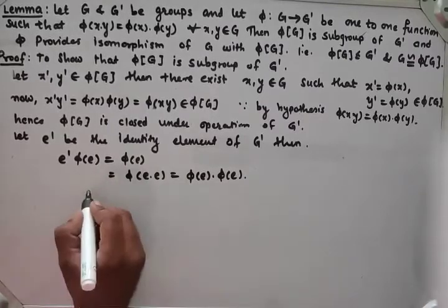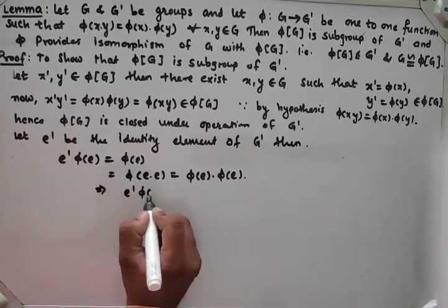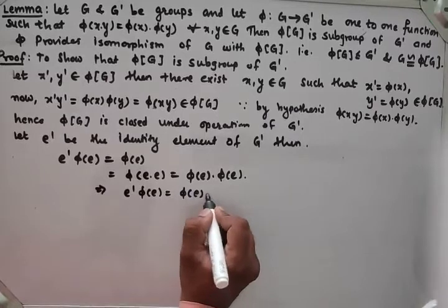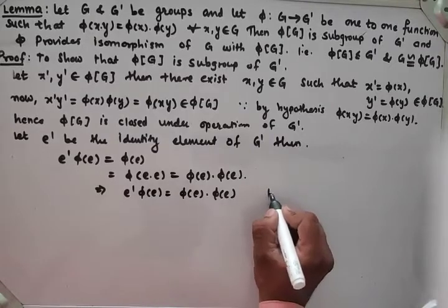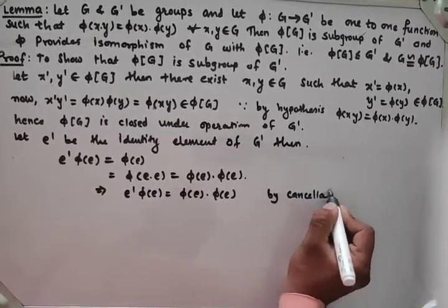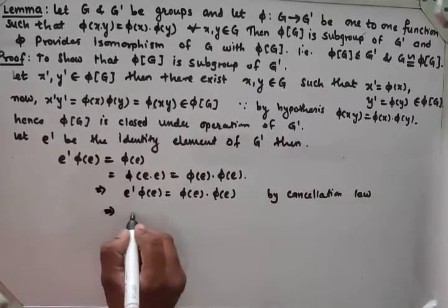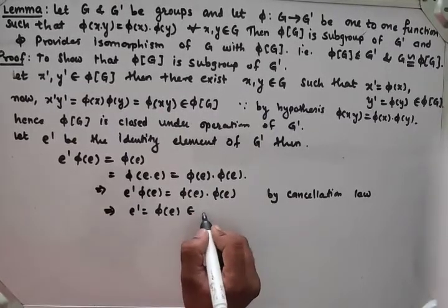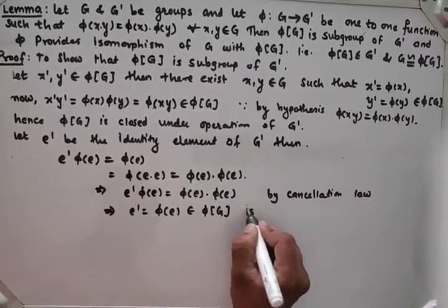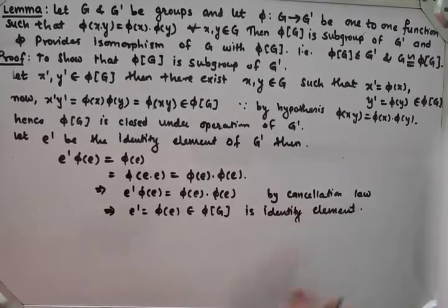After combining these two, that implies E dash into phi of E is equal to phi of E into phi of E. So phi of E on both sides we cancel. By the cancellation law we get E dash is equal to phi of E, so phi of E belongs to phi of G as the identity element, right?